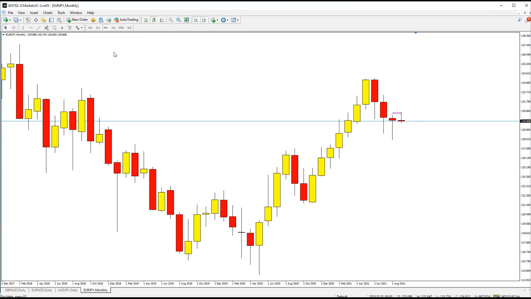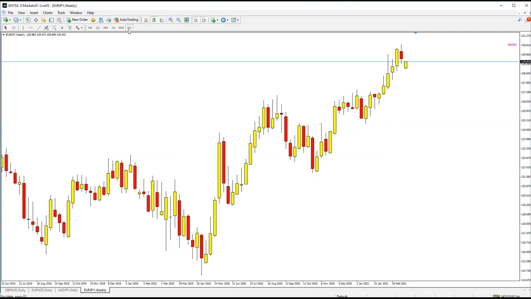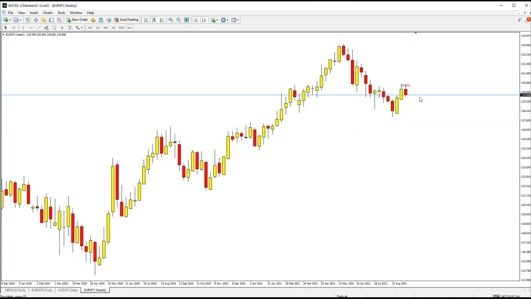My definition of force break is simple. No body, you only see wicks. That means price travelled until there, but could not maintain. Like here is a force break. Price travelled until there, but could not maintain. So in this case, does it still look towards buy or sell? Sell, right?